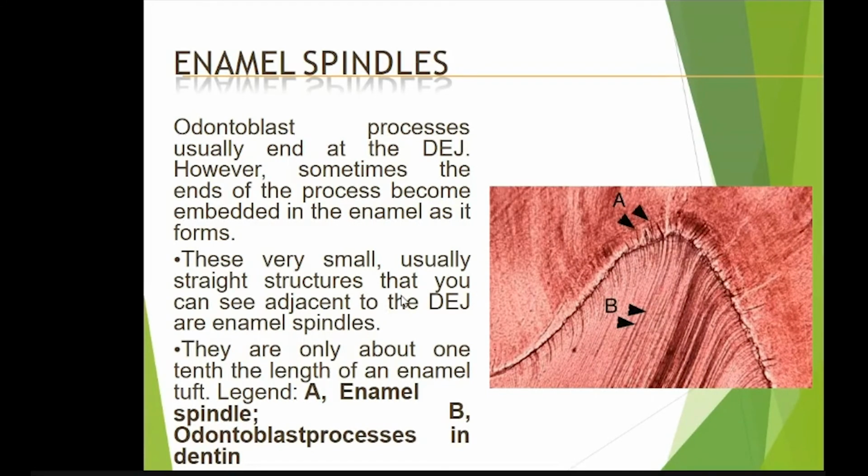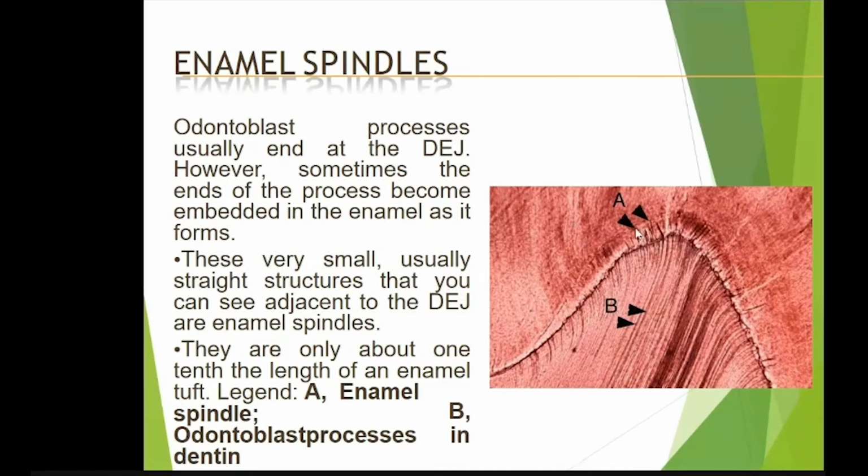شبيها straight نقدر نميزها من الانامل tuft. هذيك الانامل tuft wavy. Enamel tufts are wavy. لكن الانامل spindle straight. خطوط رفيعة تظهر بمنطقة الدنتينو-enamel junction. They are only about 1/10 the length of the enamel tuft. الانامل tuft أطول من عندها. أوكي. هذه هي الانامل spindle.